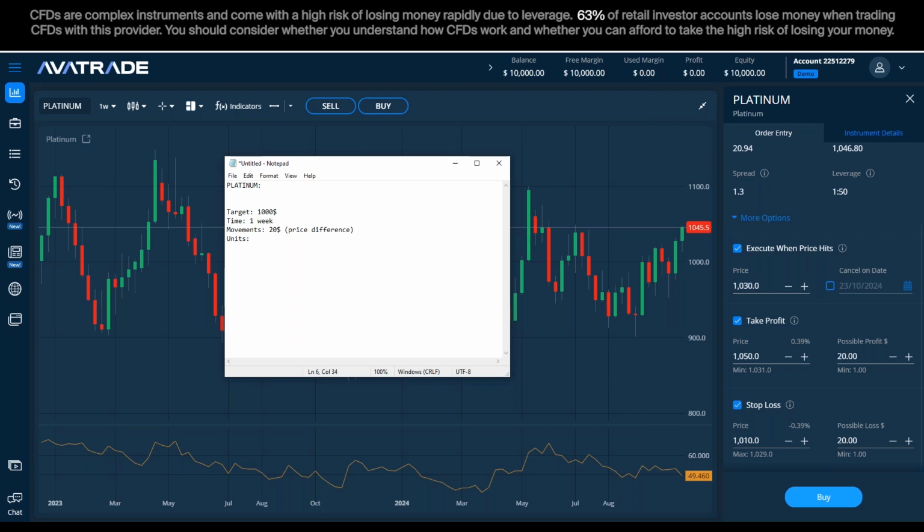Okay, what is the price difference between the entry to the target price? So this is $20, the price difference, and also ATR equals 49,460. Okay, now according to that, what we can do is we can go target divided by movements equals units. So that means if I divide my 1,000 by 20, how much is that, guys? Let me give you 10 seconds to answer the question here. How much is 1,000 divided by 20?